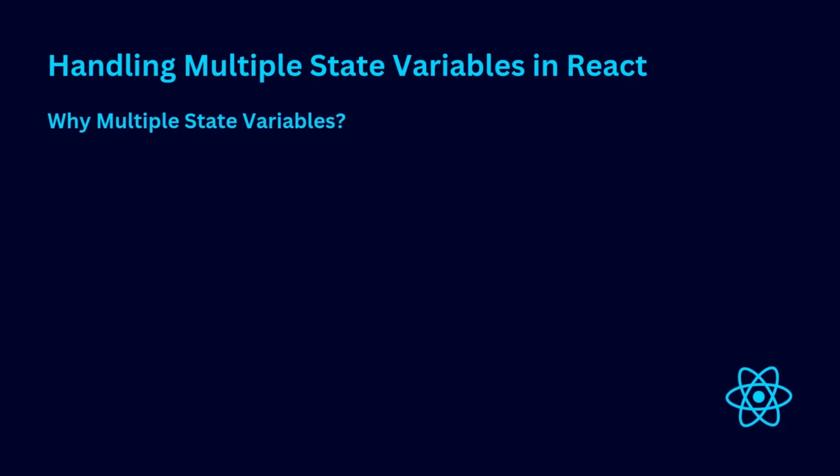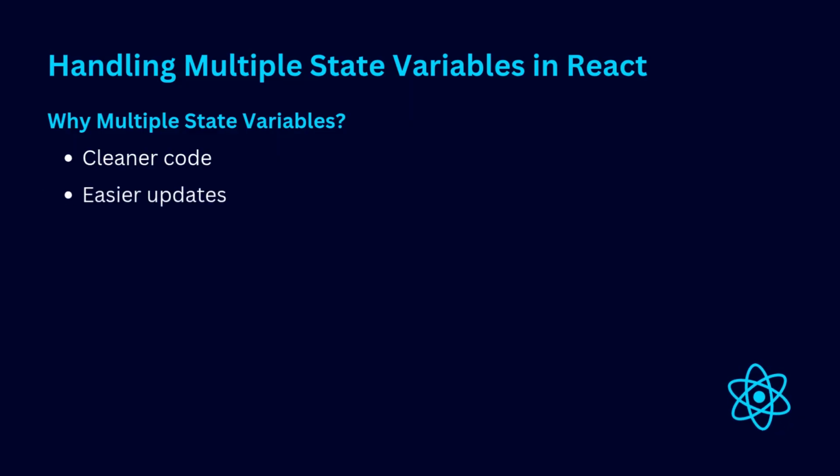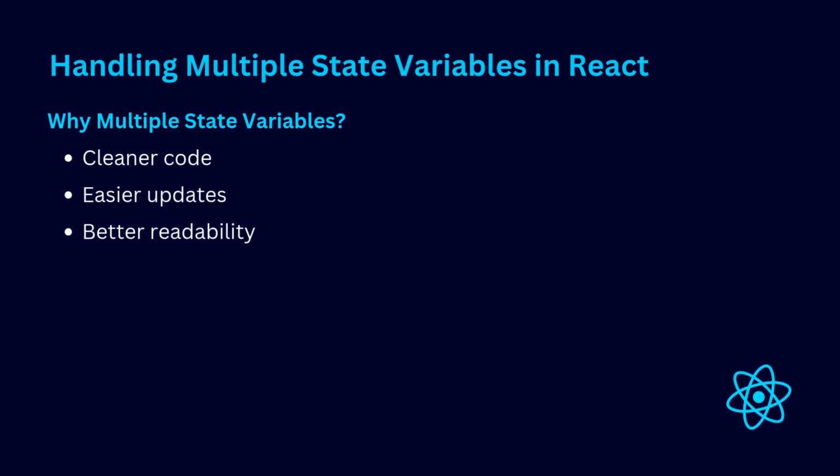Let's see why to use multiple state variables. First is for cleaner code. It keeps related state values separate. Next, easier to update. Changing one piece of state doesn't affect others. Third is better readability. You instantly know what each state variable represents.